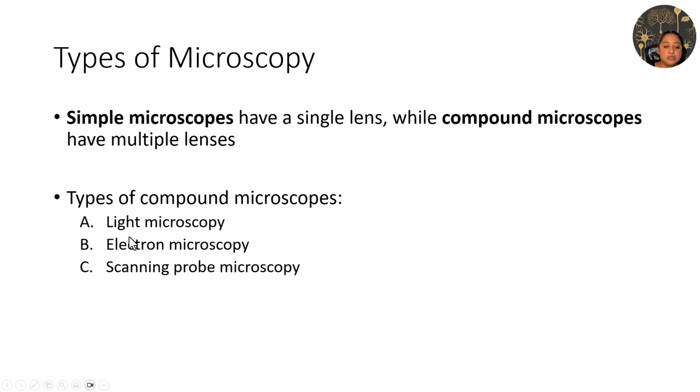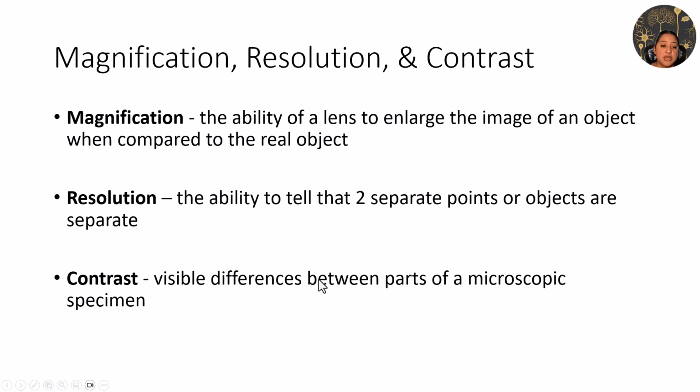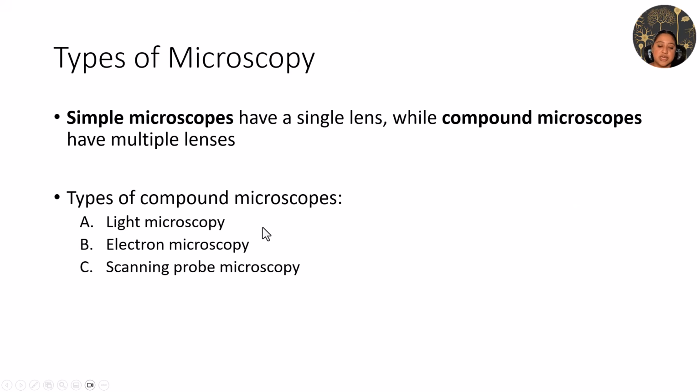These are the three categories that we're going to talk about: light microscopy, electron microscopy, and then scanning probe microscopy. In lab, we're only really going to do light microscopy. That's all we can really afford to do. These kinds of microscopes are super expensive, so we're not really going to get into that this semester, but light microscopy is what you're going to be doing in lab.